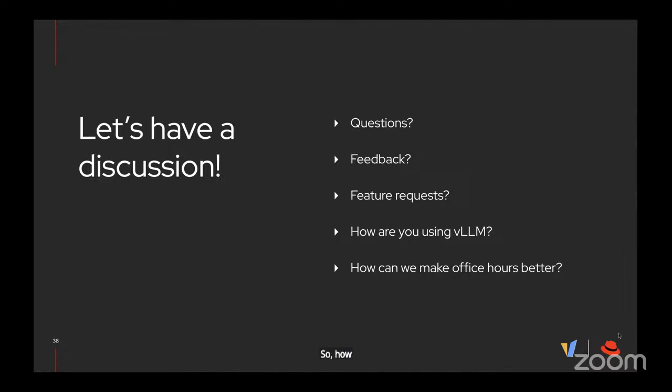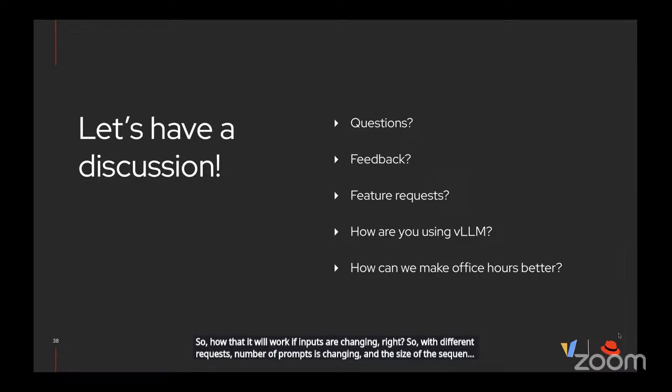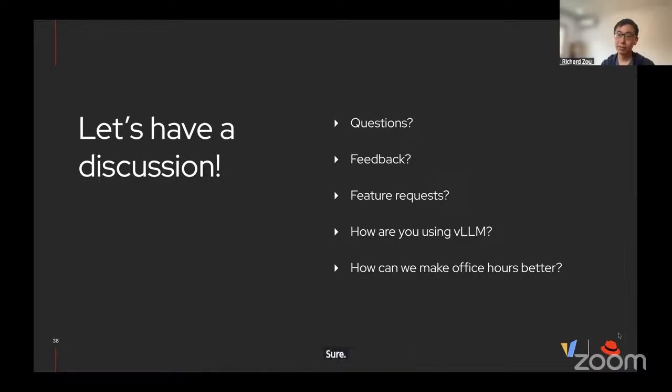So how will it work if inputs are changing, right? With different requests, the number of prompts is changing, and the sequence length is changing, so how will that scale? Sure. torch.compile auto tunes with the first size you give it, which is not always the best size to run on.